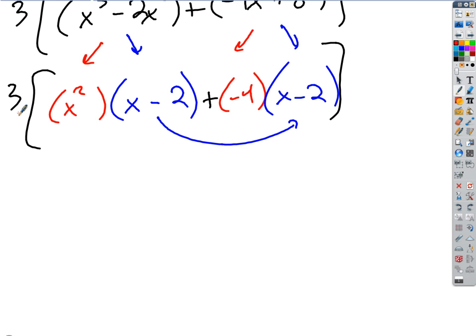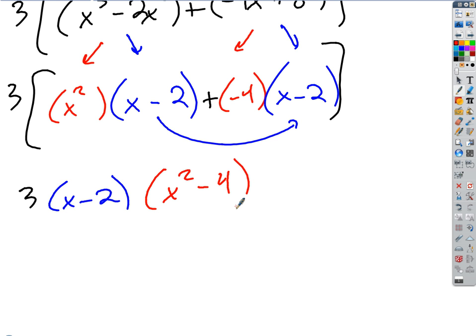Pull it out front with the 3, and then I'm left with my 3 times an x minus 2 times what? What's left behind when I factor out the blue factors? X squared plus negative 4, which is just x squared minus 4. Okay? Thus ends the factoring by grouping portion of the problem. We broke it apart by grouping into the blue and the red, right?